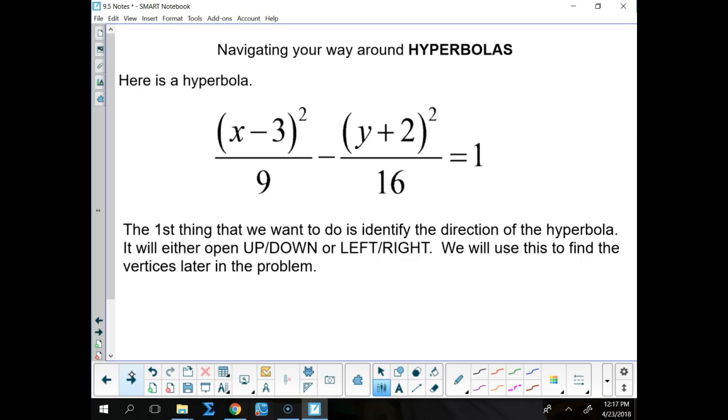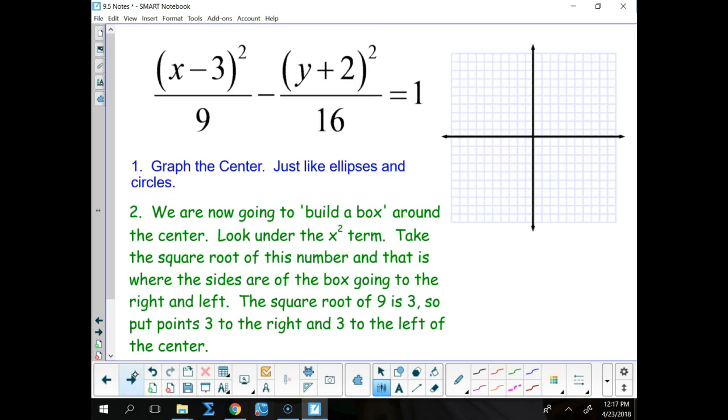So, based off of this one, looking at the two formulas that you just wrote down, which way is this hyperbola going to open? Left and right. X is before the subtraction sign, so that is a left and a right. We'll need that later on. So we know that it opens left and right.